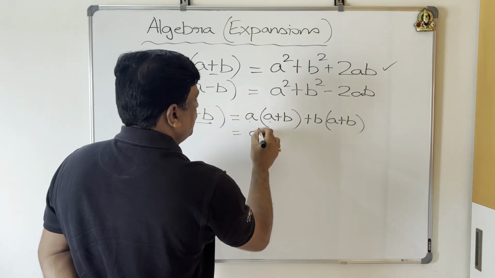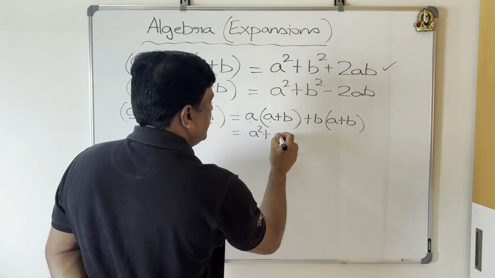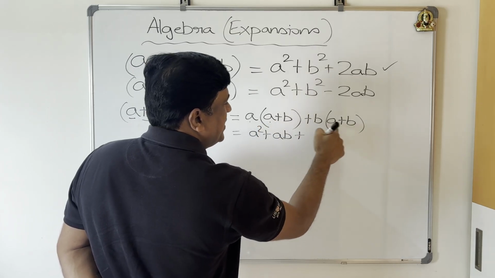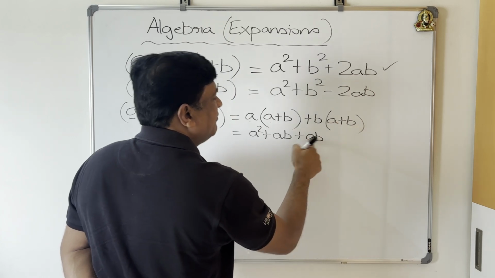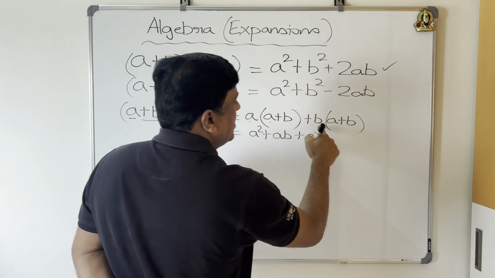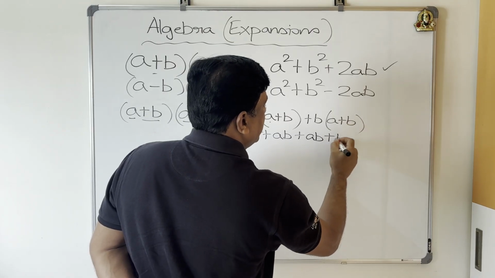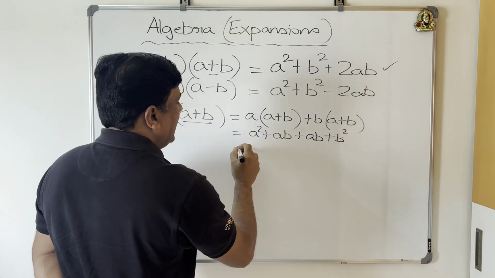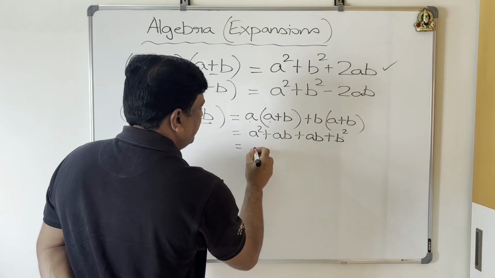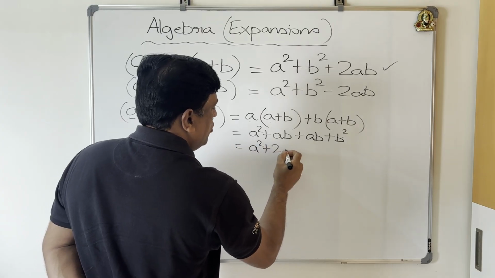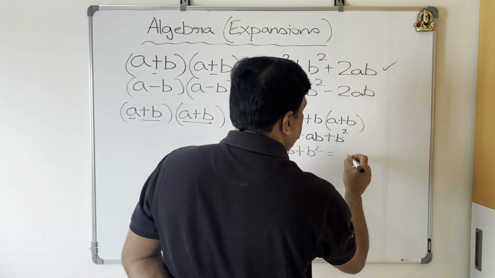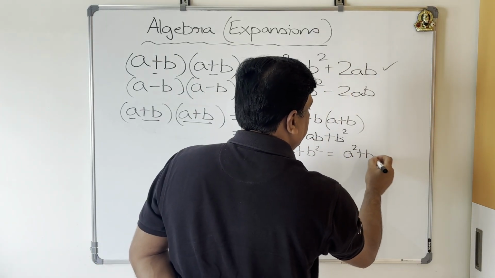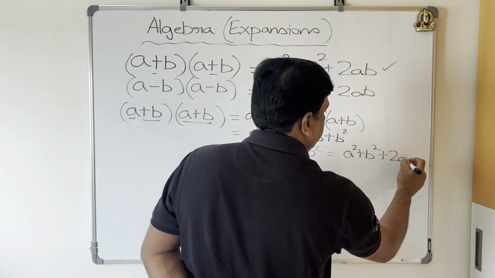A into a is a square, plus a into b, you'll get ab, plus b into a. It is ba, but you normally write it in an alphabetical order. That's why you write it as ab. And b into b, you get b square. So what does this add up to? This gives you a square plus 2ab plus b square. Look at it, it's the same. We remember it like this, a square plus b square plus 2ab.